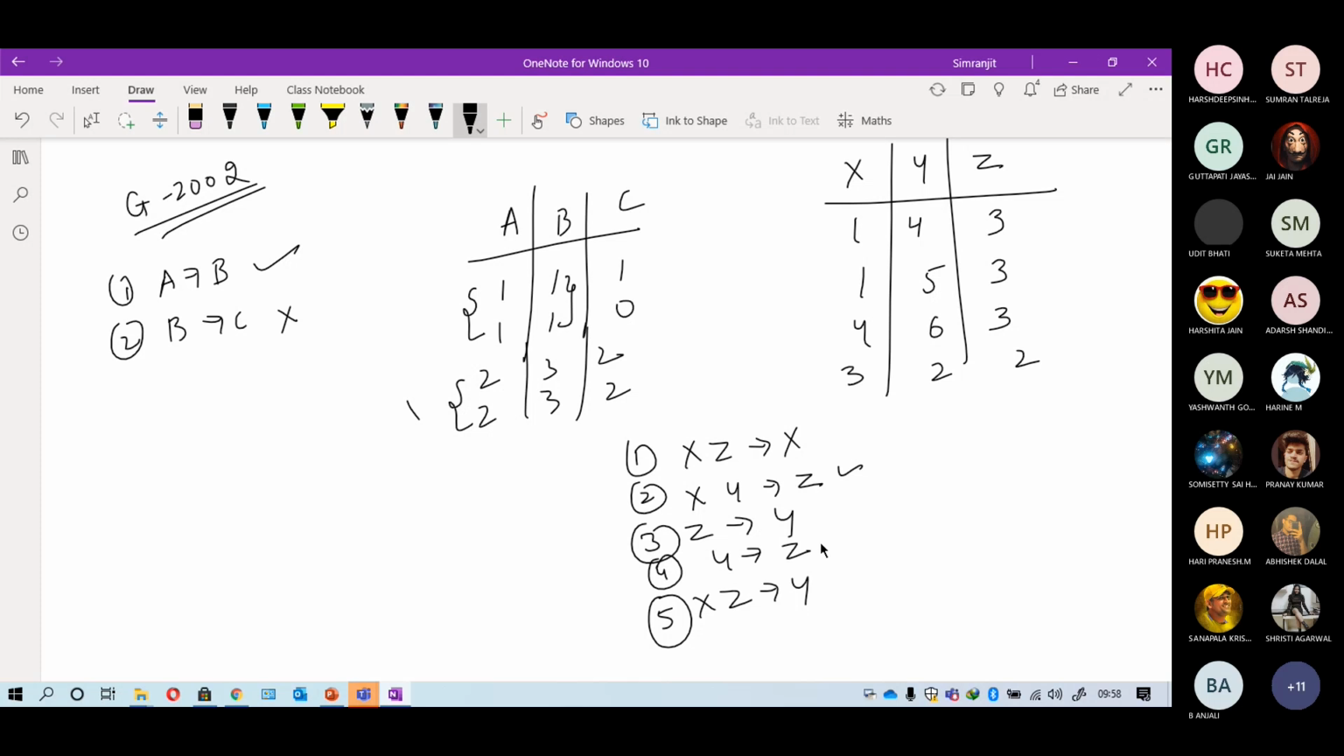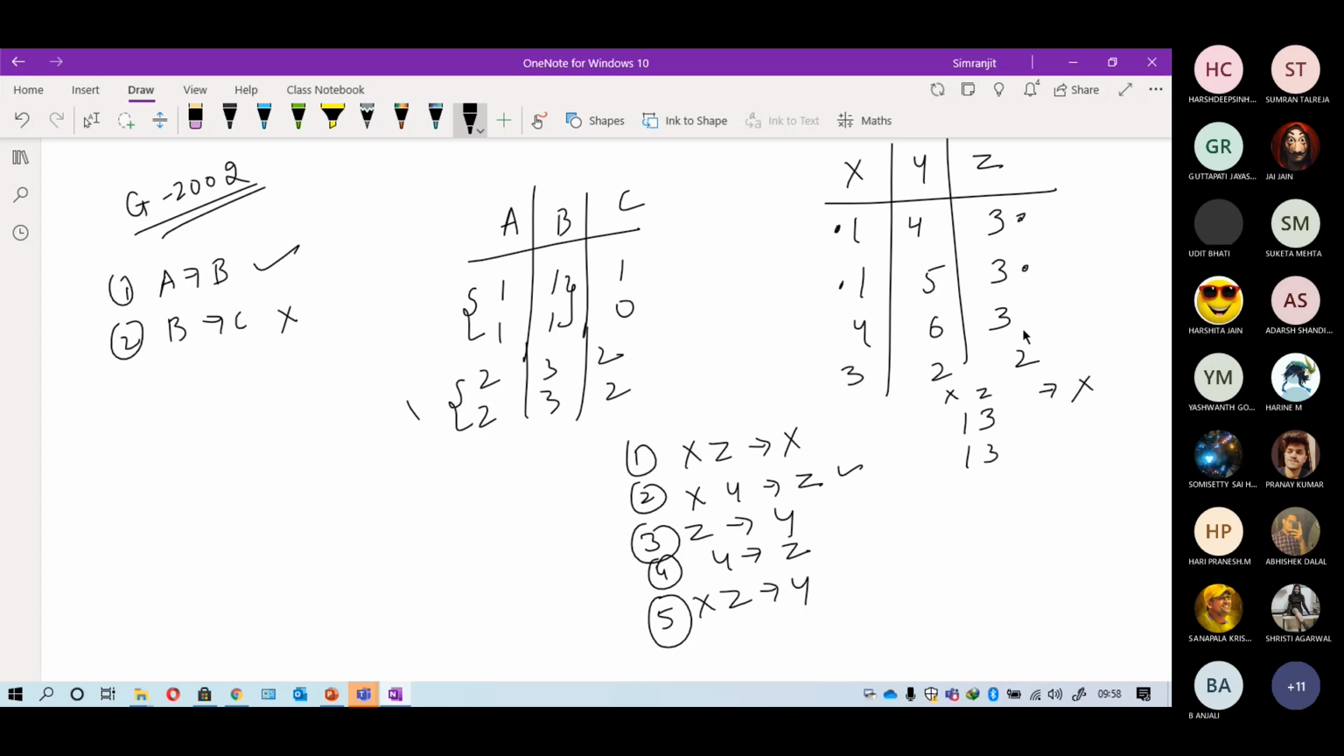Okay, let's check one by one. So X Z: 1 3 and 1 3. The elements that are repeating here are 1 3 and 1 3. Check on the X part. 1 3 tends to 1. So you have to write it like this: 1 3, 1 3, X Z tends to X.